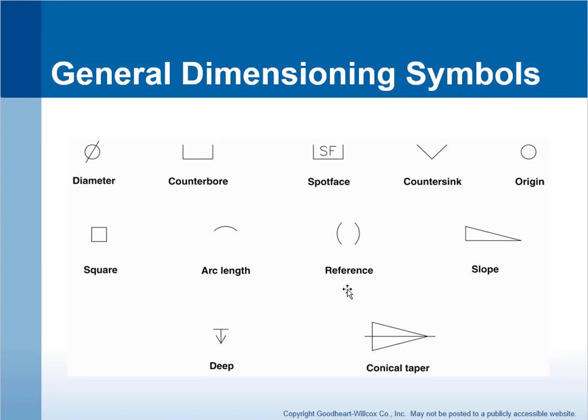Here's a reference dimension. This symbol is used to define a slope. This symbol is used to define the depth, like the depth of a hole or a depth of a counterbore feature. And then this symbol is used as a conical taper.